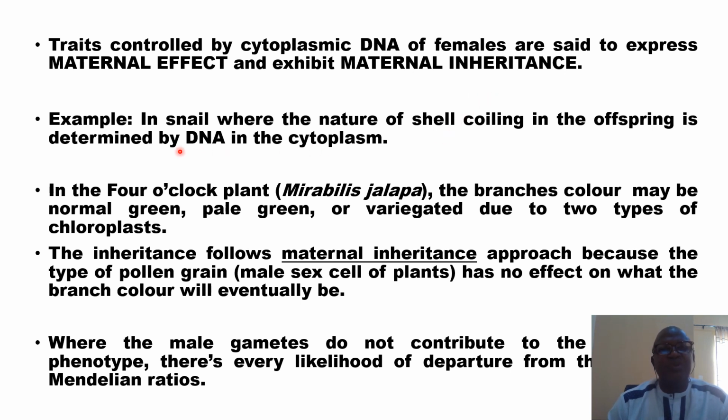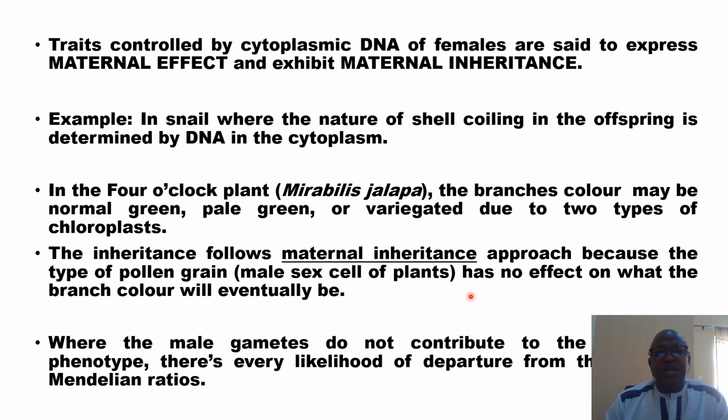So we want to take an example from the snail, where the nature of the shell coiling in the offspring is determined by the DNA in the cytoplasm. Also in the four o'clock plant, Mirabilis jalapa, remember this plant? The branch color may be normal green, pale green, or variegated due to two types of chloroplasts. So the inheritance follows the maternal inheritance approach because the type of pollen grain, the male sex cell of the plant, has no effect on what the branch color will finally be. Because of this, we say that it follows maternal inheritance.